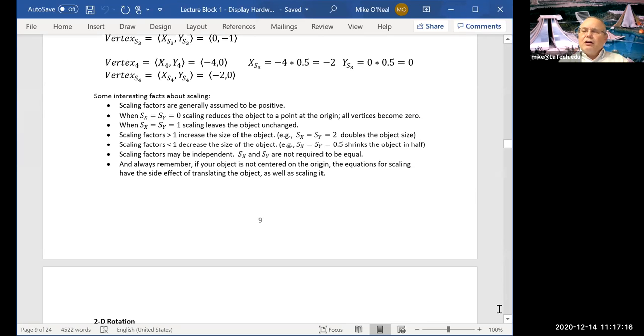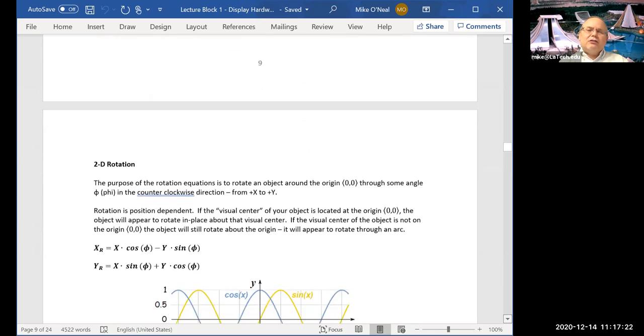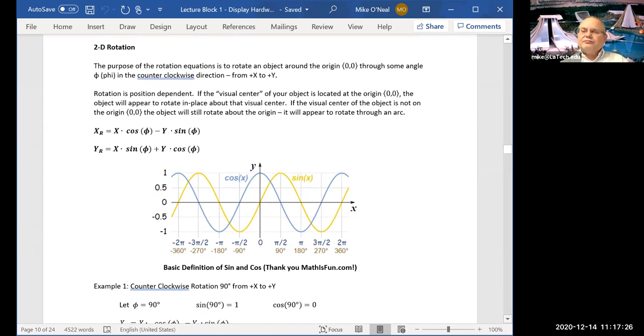Okay? Are there any questions? This is basically a recap of where we've gotten to so far. Any questions? No questions. Okay, so today what we're going to do is we're going to talk about rotation.